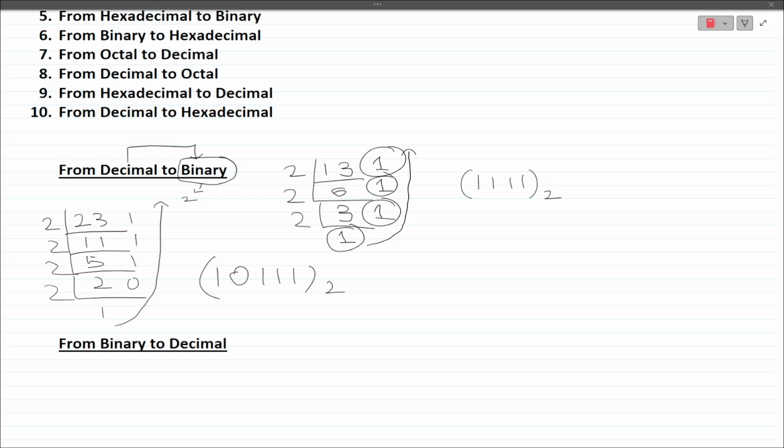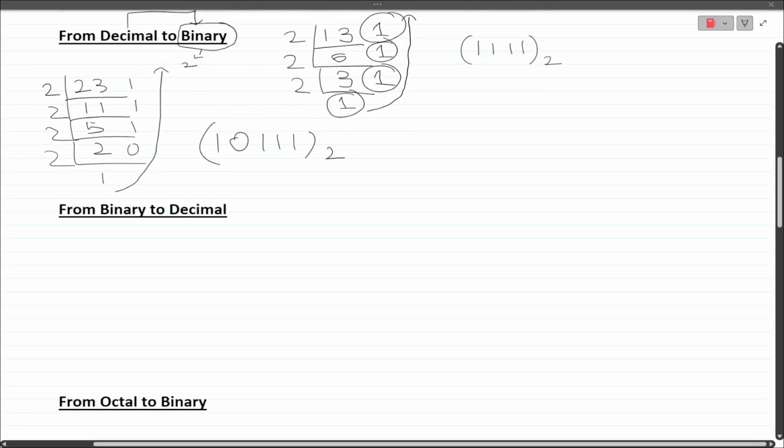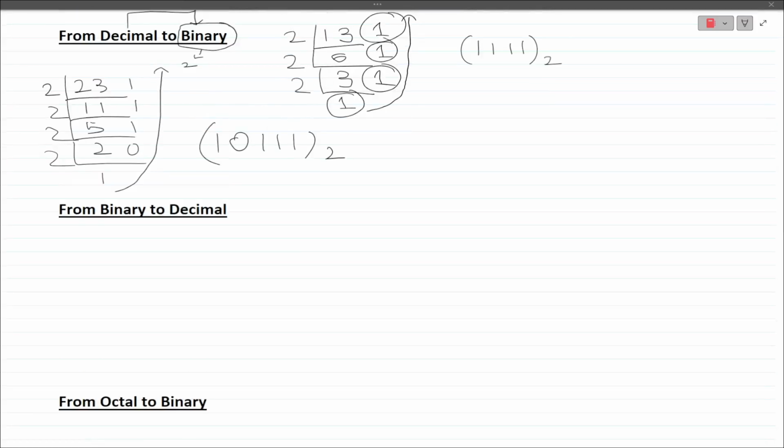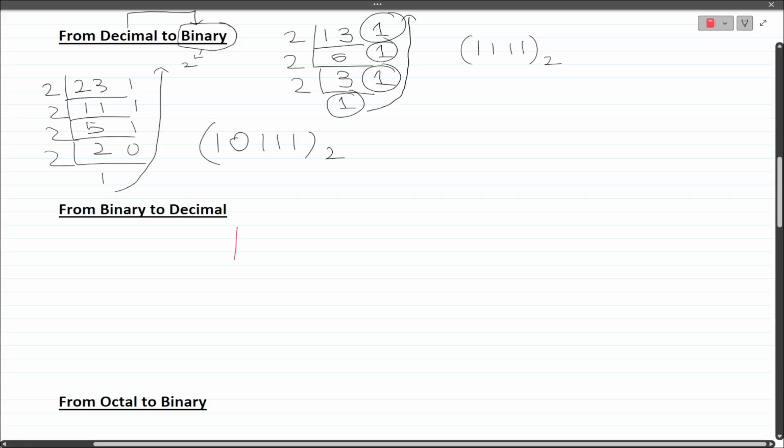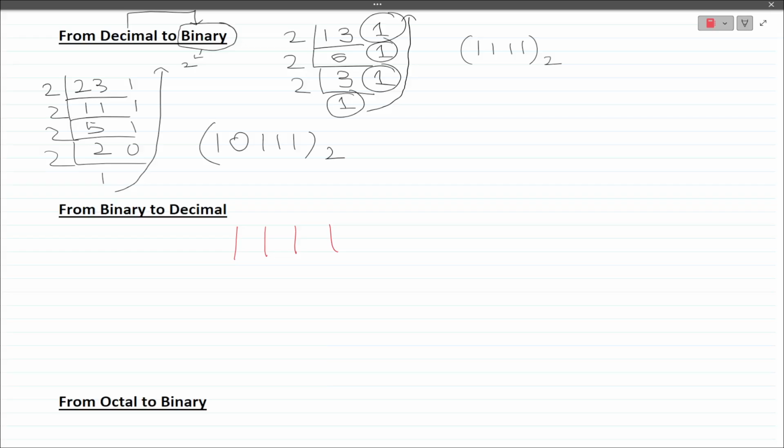Now I will be coming to another part where we will be learning how to convert binary to decimal. Very easy. Just follow all the examples, you will be able to understand. Let me write in a big font size to make you understand. So let me take this example. This is my binary number. I want to convert this to decimal.